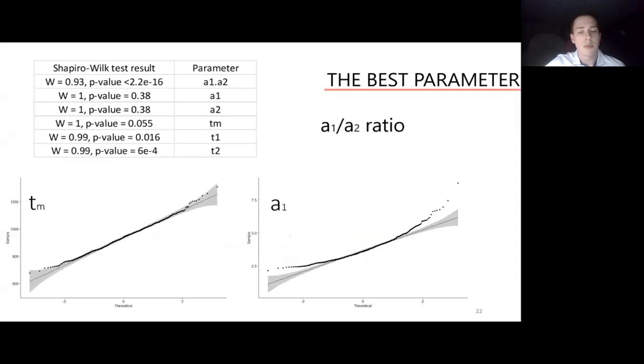Also, to check the distribution normalities, we've conducted the Shapiro-Wilk test and built the QQ plots for our data simply using the R language. After all, we've decided that the best and the most accurate and reliable parameter for the shift definition is the NADH free and bound contribution ratio.